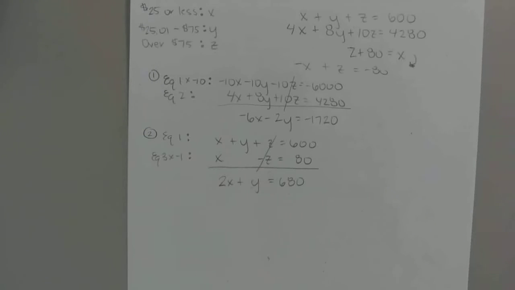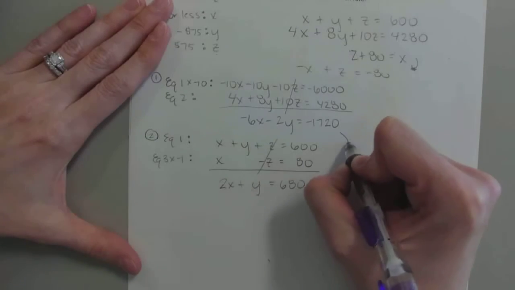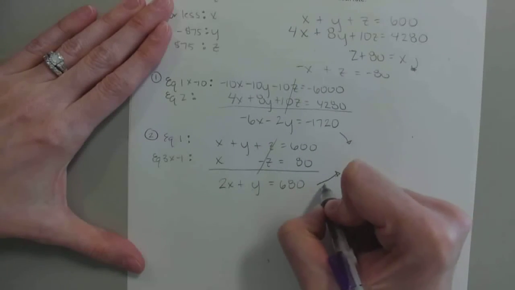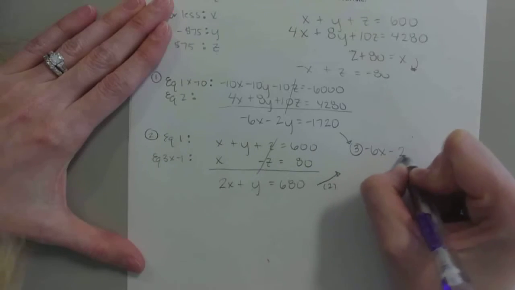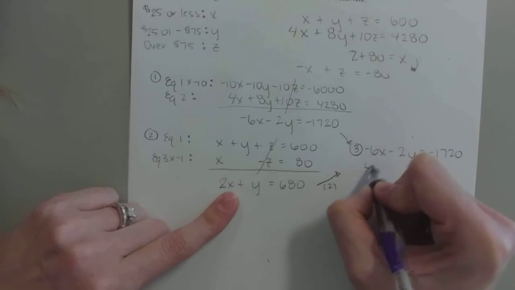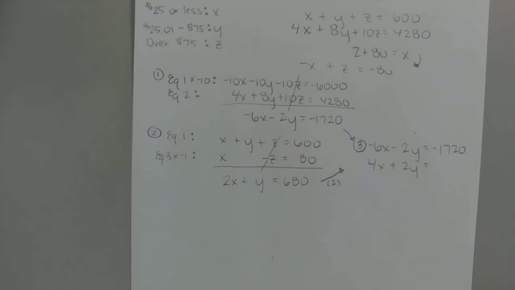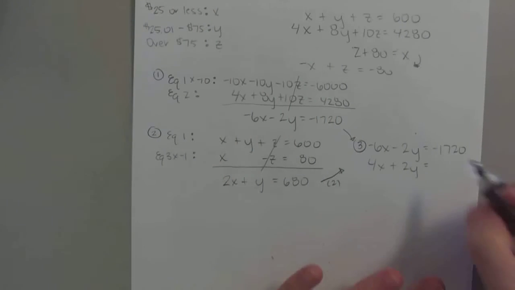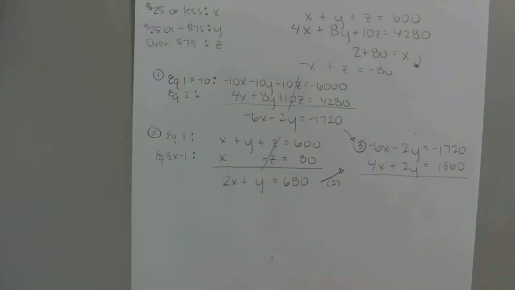So once you do that, then you always grab those 2 together and decide who you want to cancel. To me, the y is the obvious choice since he's singular. So I'm just going to take this equation times 2 to make him cancel out. And again, I know there's not a whole lot of good ways of doing this. So this is going to be times 2 for step number 3. Negative 6x minus 2y equals negative 1720. And then I double this, so this will be 4x plus 2y equals 680 times 2, so 1360.